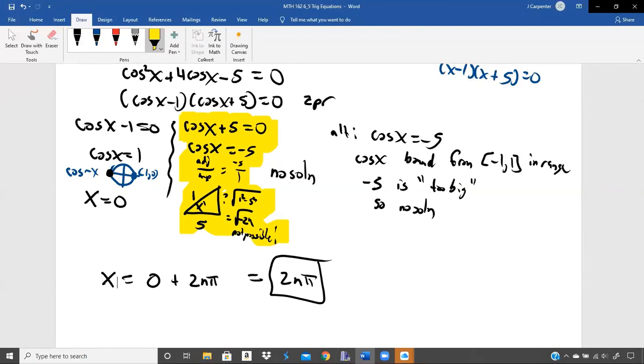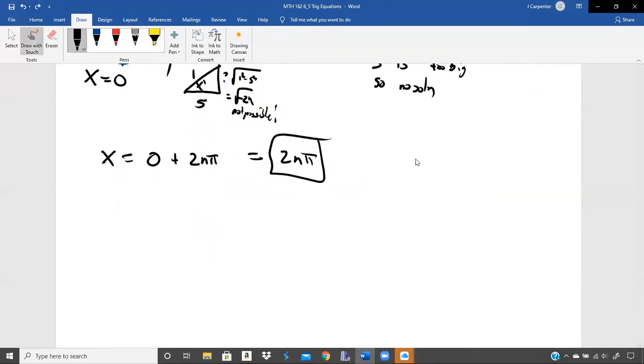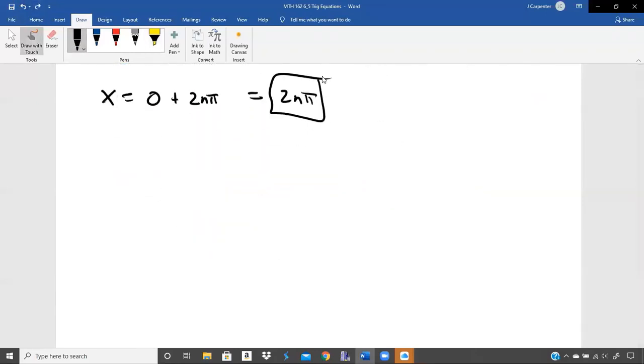All right, last but not least, and we're going to tie some things together that we did last class, just to reiterate them. Example 9: 2 sine x cosine x equals 1.